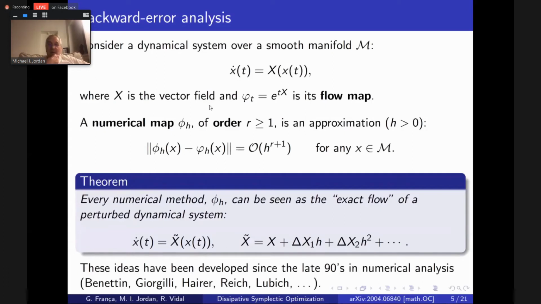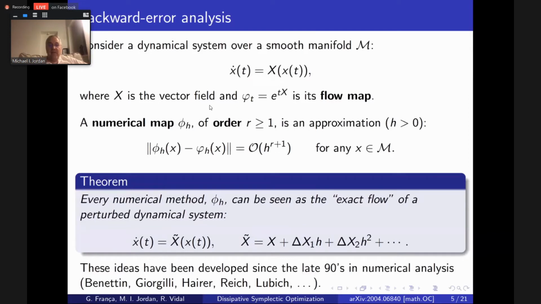Okay, so backward error analysis here, the way to think about it is that there's an exact flow, phi sub t here, and we're going to write down an approximate numerical map, phi sub h, which has a step size, and it's going to be approximating the exact flow phi sub t. And we want to do that up to some order, h to some power r plus 1.